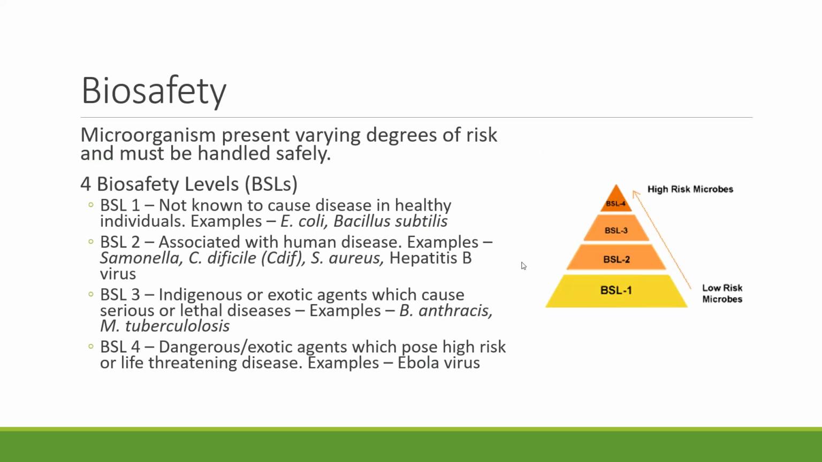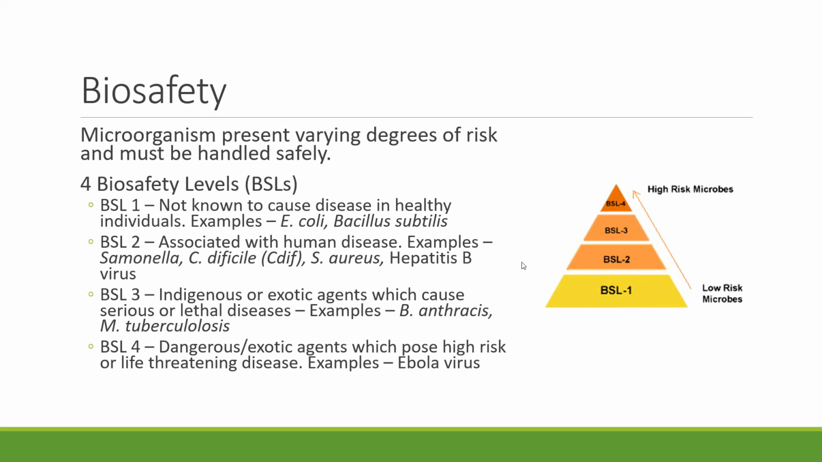Another term from the lab that you really need to make sure you understand is what we refer to as biosafety levels. Microorganisms vary in their risk factor, so there are 4 biosafety levels. BSL-1 is low risk, not known to cause diseases in humans. That can be some of your Bacillus subtilis, some strains of E. coli, etc. Biosafety level 2 is moderate risk, associated with some milder human diseases, so Salmonella, C. diff, S. aureus, Hep B, things along those lines.